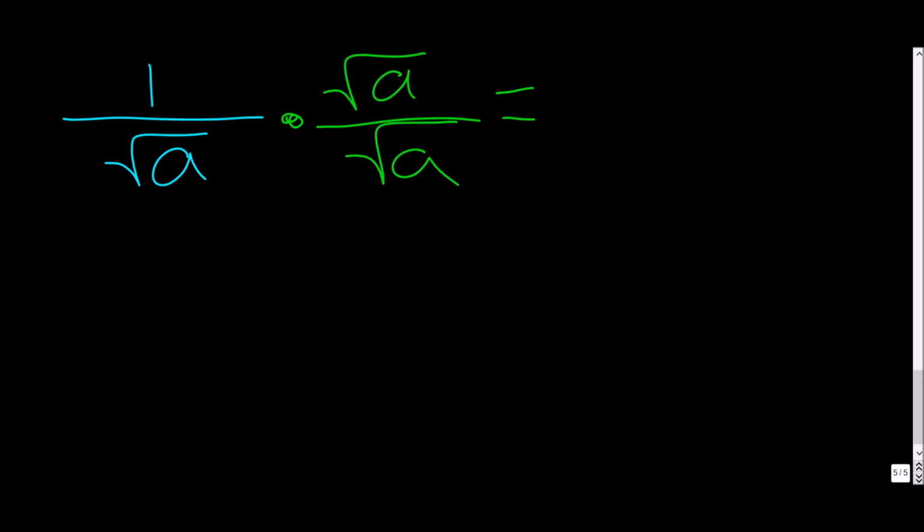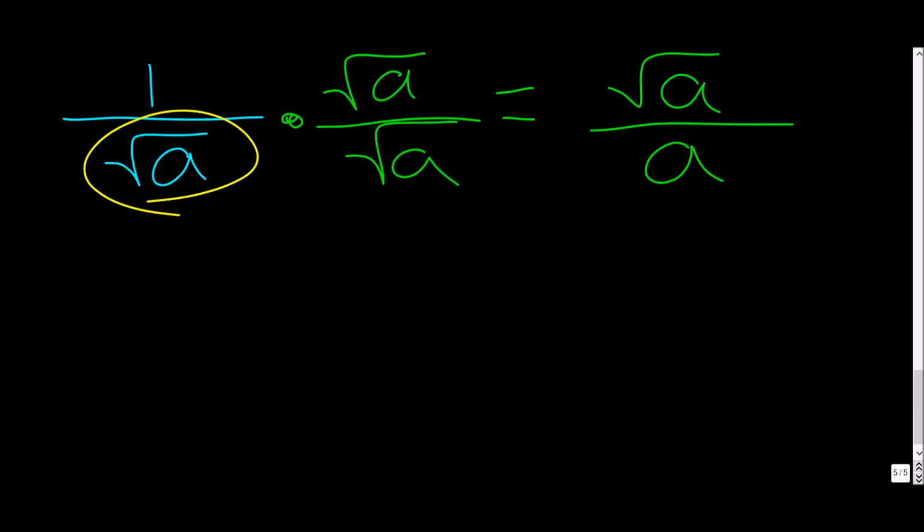So we don't like that. To rationalize, we would multiply by the square root of a over the square root of a, resulting in the square root of a over a, because the square root of a times the square root of a makes regular a. Perfect. So no longer are we dividing by some square root. That's the purpose. If we just have a single term, this is simple.